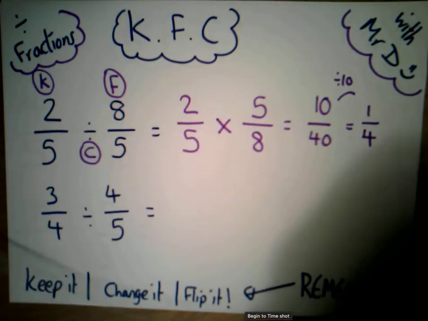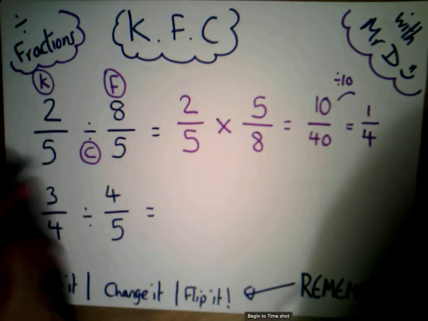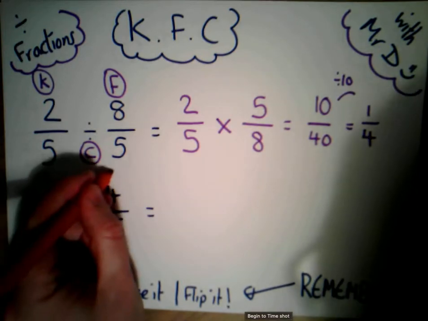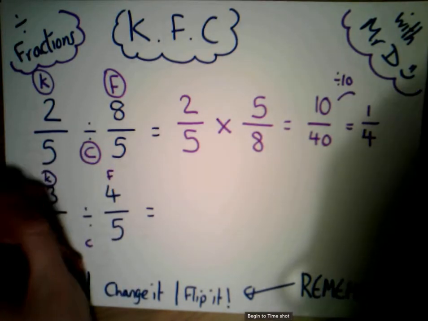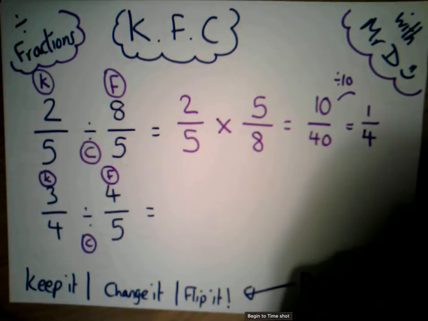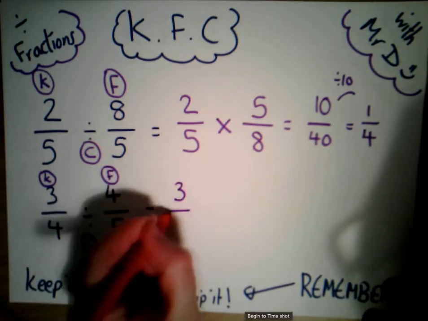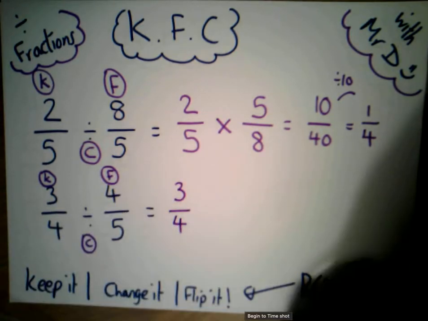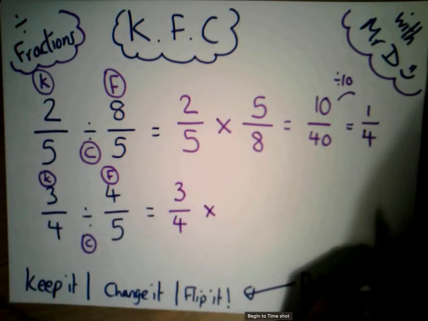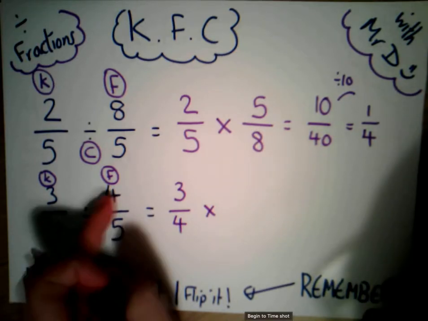Okay, let's have a look at another one. So again, every time we come to calculation, keep it, change it, flip it. If you want to put them in little circles, absolutely fine. Try and use a different pen if you've got one. All right. Okay, so straight away, we're going to keep it. So I can copy that over. Then I'm going to change it. So I'm going to turn it into times, and I'm going to flip it. So my numerator becomes my denominator, and my denominator becomes my numerator.